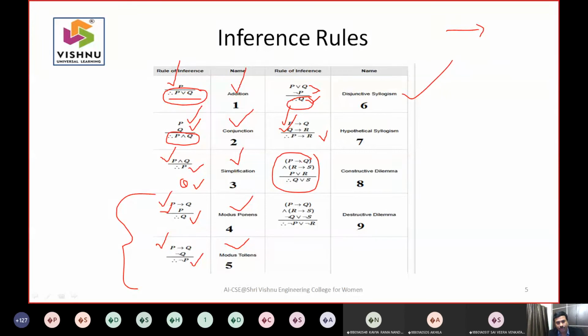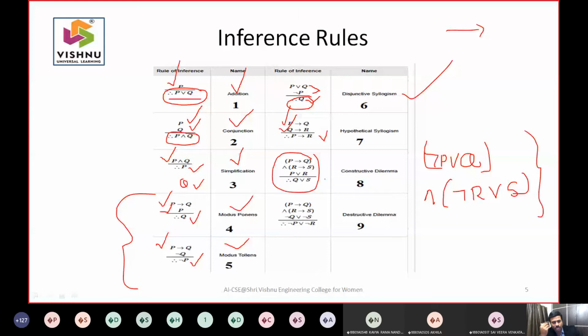P to Q means you need to expand it as negation of P or Q, and R you have to apply this, and then you will get negation of P or Q, and then you just do an AND with negation of R or S, then you just extend this, then you will get this part. But there is no need to remember the 8th and 9th rules, because the 8th and 9th rules are a combination of all these rules. So obviously most of the time we will apply these 1 2 3 4 5 6 7.